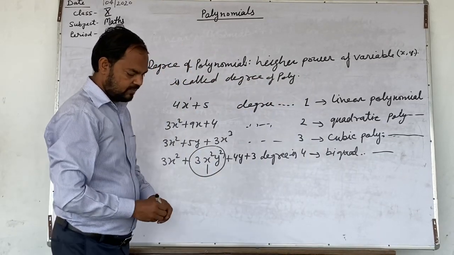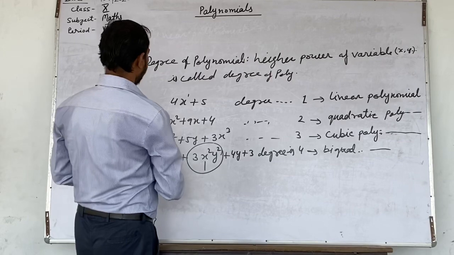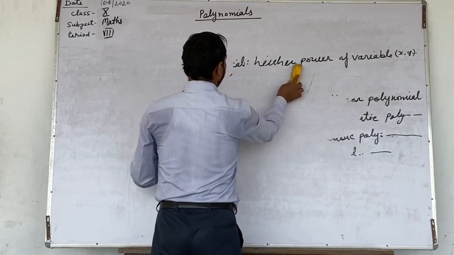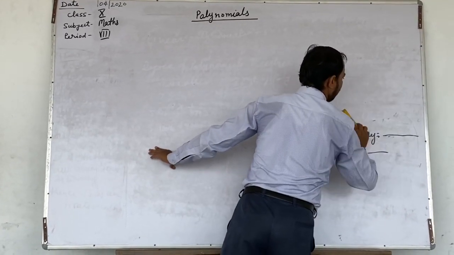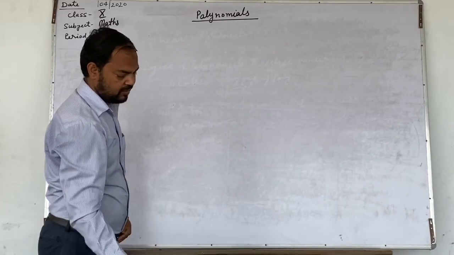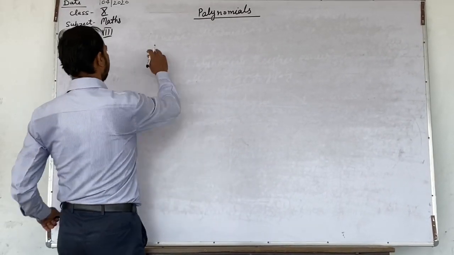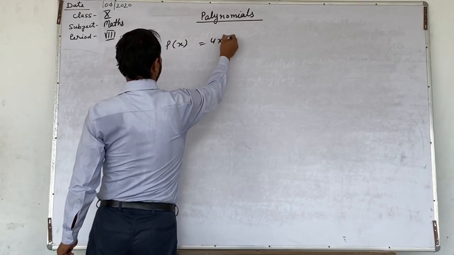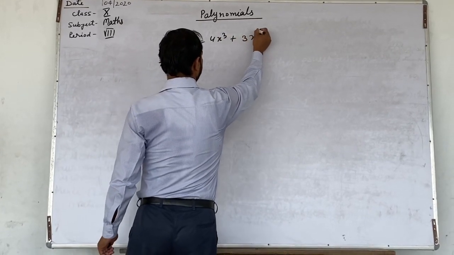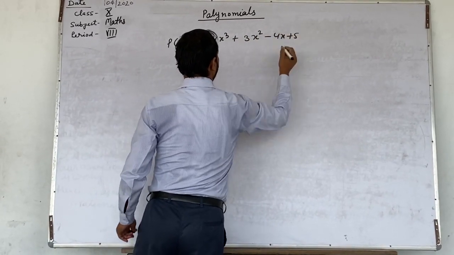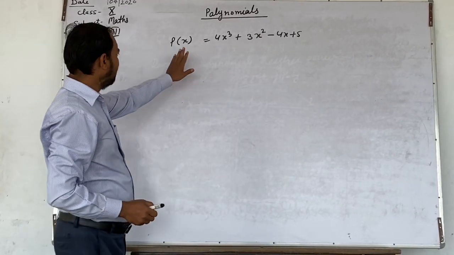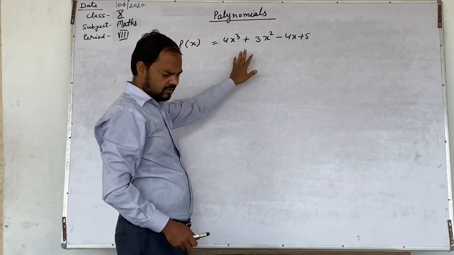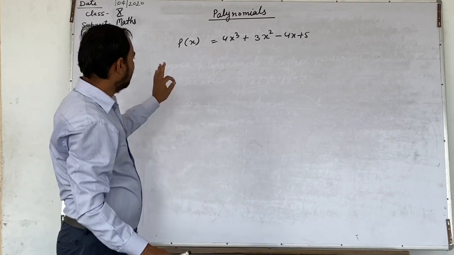Now come to the next. One more word: zero of the polynomial. You have seen this in class 9. In class 9 you have studied about zero of polynomial. A polynomial can be written in the form of p of x. P of x means a polynomial which has variable x, and px is the name of the polynomial. Degree of the polynomial is 3. Right?